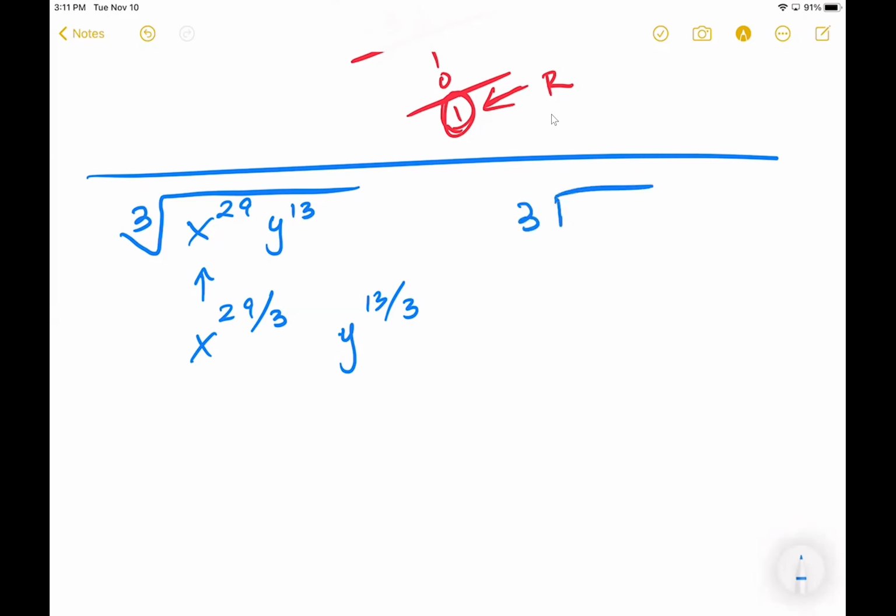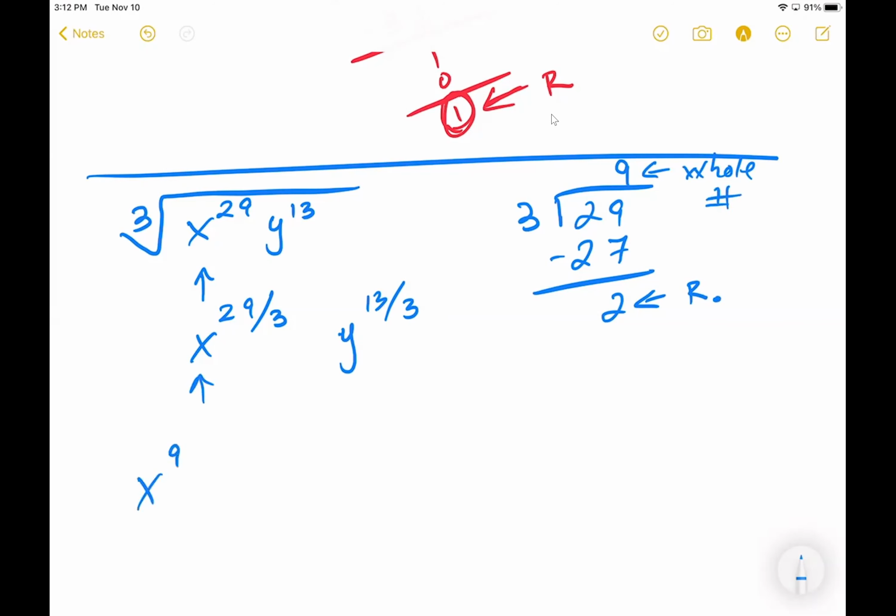3 divided into 29. Do you agree that 3 going into 29 is 9 times, because 3 times 9 is 27? And do you agree that the remainder is 2, and the whole number is 9? If this is the case, how many x can go outside? There are 9 of them that can go outside. How many x are on the inside? There are 2 of them on the inside. Your remainder is what is on the inside. Your whole number is what you can bring to the outside.